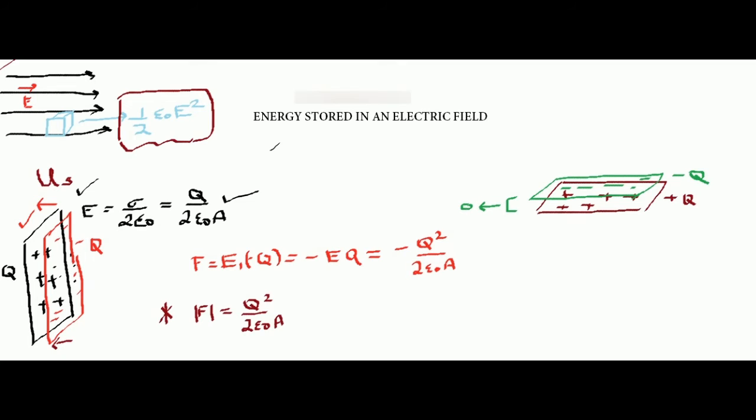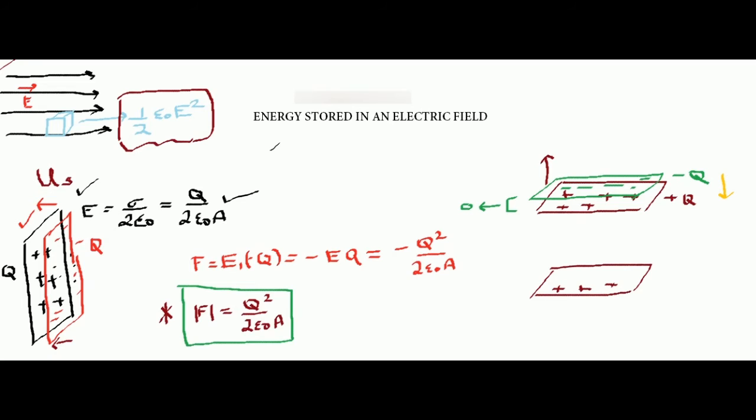Agreed? And the force with which the plus q sheet is attracting the minus q sheet is given by q square by 2 epsilon naught A. Now what I'll do is I'll push the minus q sheet away from the plus q sheet. To do this, I need to work against the attractive force of plus q on minus q. So finally, after so much hard work, I succeeded in creating a distance between the two sheets.